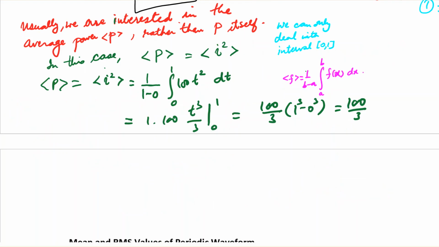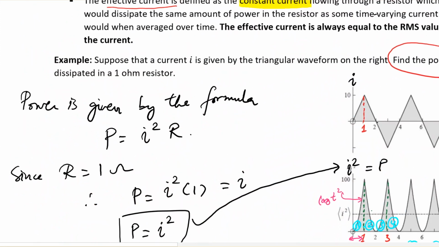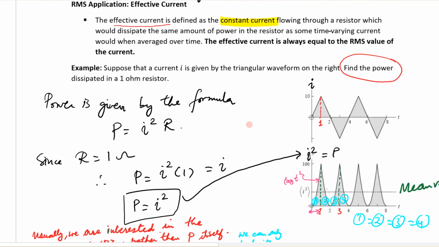So far what we did in this problem is we have figured out the average power, right? The power that is dissipated in this 1 ohm resistor. We have answered what question was asked to us: find the power dissipated in a 1 ohm resistor.